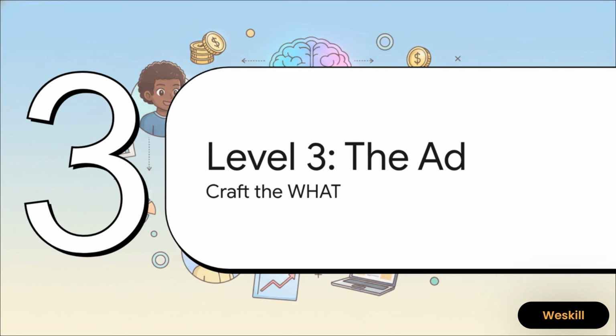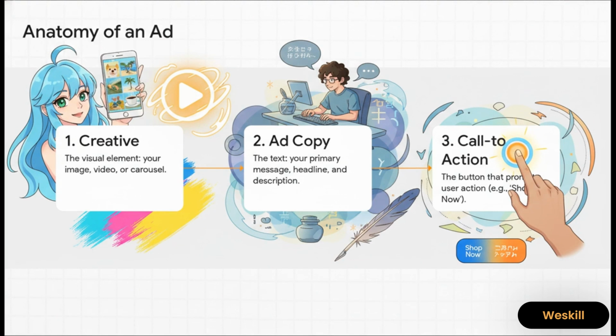All right, we've set our goal. We've targeted our perfect audience. Now we're at the final level, creating the ad itself. This is the actual thing that people are going to see and hopefully click on. Every ad you see has three core parts. First, there's the creative. That's your eye-catching image or video. Second, you've got the ad copy, the text, the headline, your main message. And third, that all-important call to action button, the thing that tells people what to do next, like shop now or learn more.